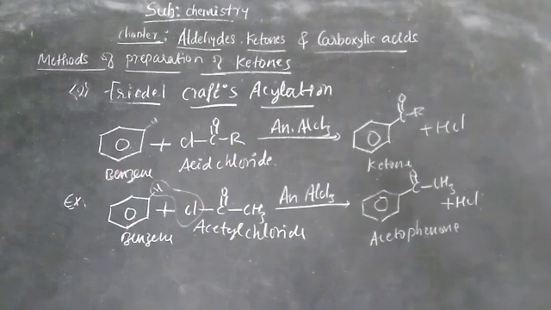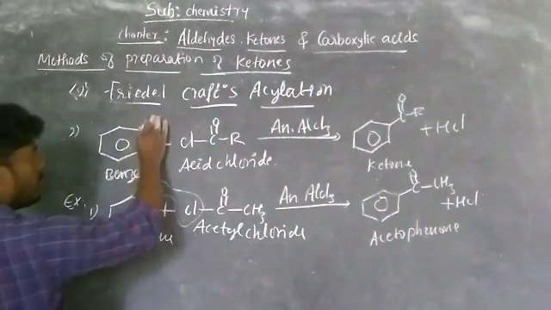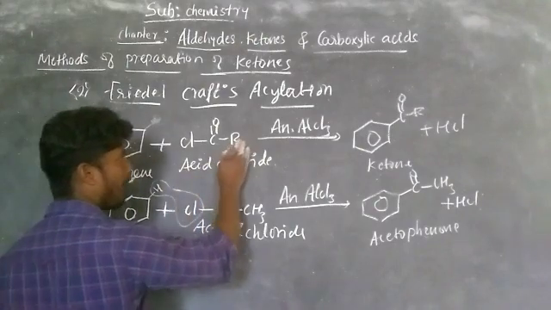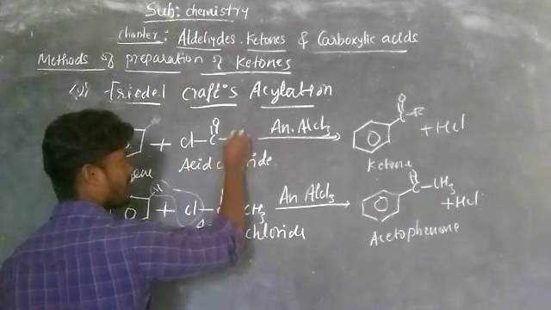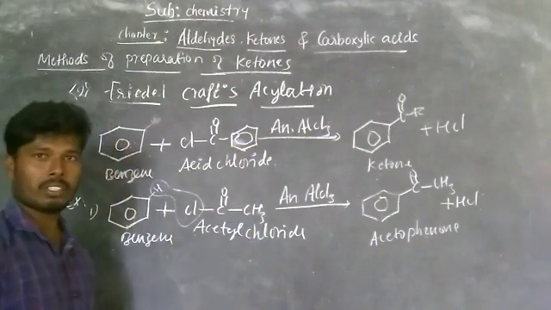Acetophenone, or methyl phenyl ketone. Okay, now similarly, see one more example. This is example 1. Now take example 2. Here benzene reacts with, in place of R, I am writing Ph, one more benzene ring. In place of R I am writing a benzene ring.